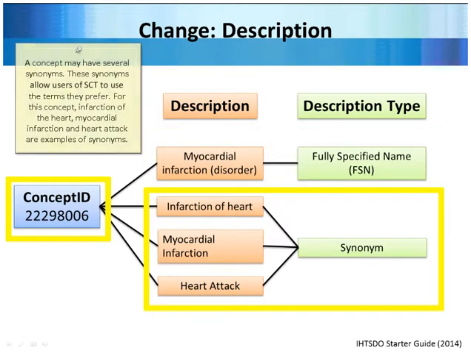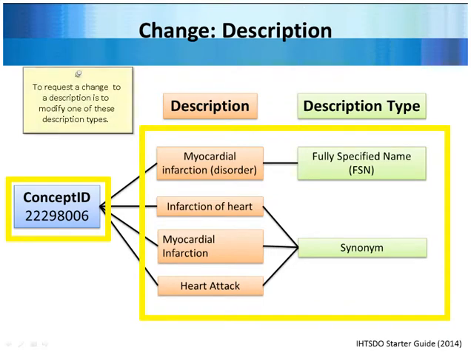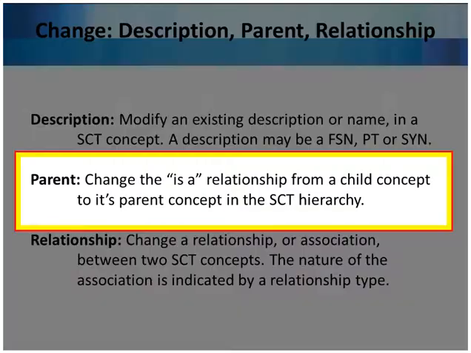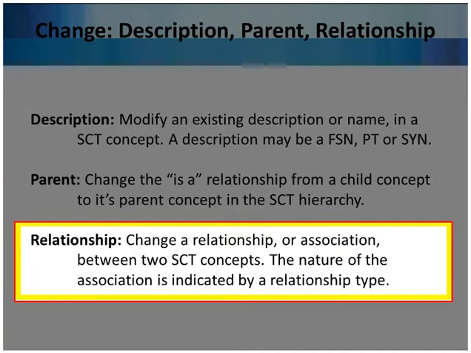A concept can have several synonyms. These synonyms allow users of SNOMED CT to use the terms they prefer. For this concept, infarction of the heart, myocardial infarction, and heart attack are examples of synonyms. To request a change to a description is to modify one of these description types. A change to the parent is a modification to the ISA relationship as we described in the previous add parent example. And a change relationship request is to modify the association between two SNOMED CT concepts.